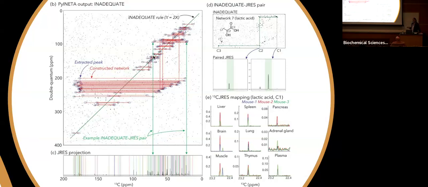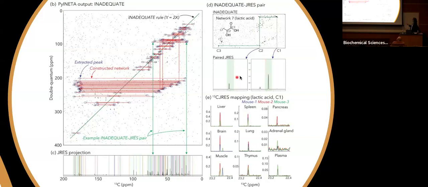This is an INADEQUATE spectrum from the liver. We have way more liver material than other tissues. And then the bottom is a J-res projection of the same sample. And we can take a network map and map it down to the peak in the J-res. And it's shown in more detail up here for lactate. So here's the INADEQUATE network for lactate.